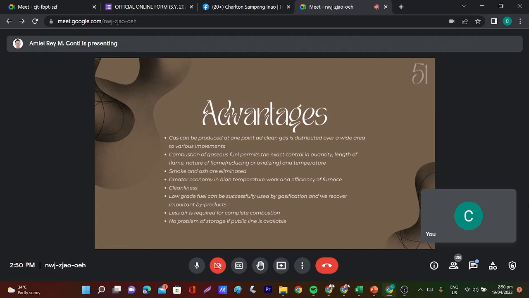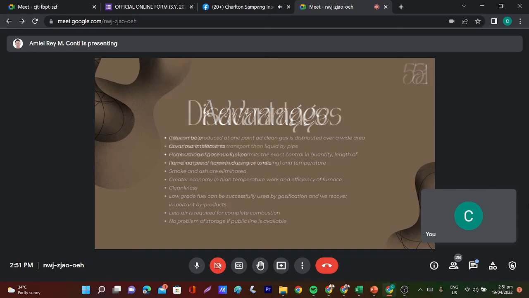Next is yung combustion of gaseous fuels permits the exact control in quantity, yung haba ng apoy, yung nature ng apoy kung reducing or oxidizing, and nakakontrol din yung temperature. Yun yung isa sa mga advantages niya. Then next is yung smoke and ash ay eliminated since unlike solid fuels, wala siyang solid na body na binaburn. Then next is yung greater economy in high temperature work and efficiency ng furnace.